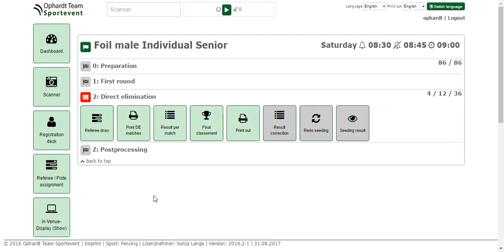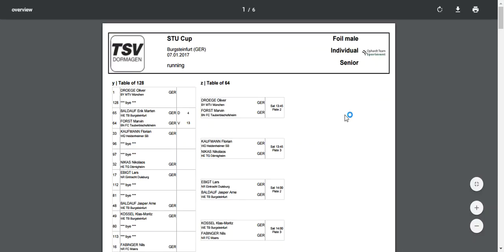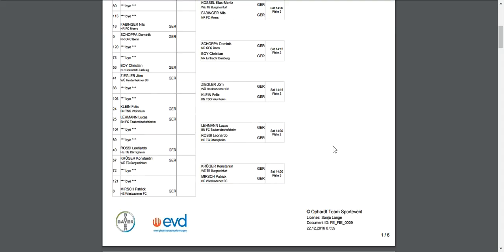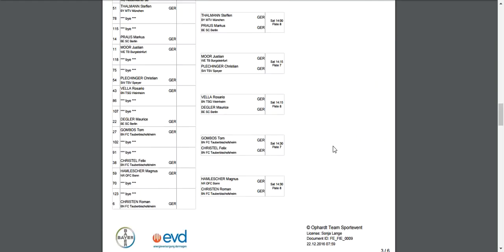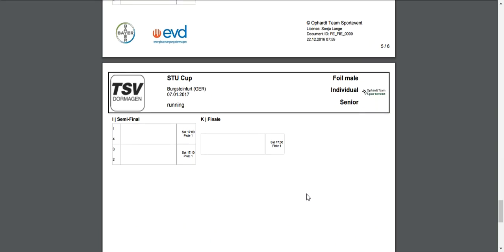So let's talk now about printouts under direct elimination. Again, we go under printouts, and you have a few prints. You have the usual DE direct elimination table. In my competition I still have only one German tournament competition. So you have a DE and you have table 128 and 64 on one side, and behind you will always find the upcoming table. So I have 32, 16, 8 and also the final.